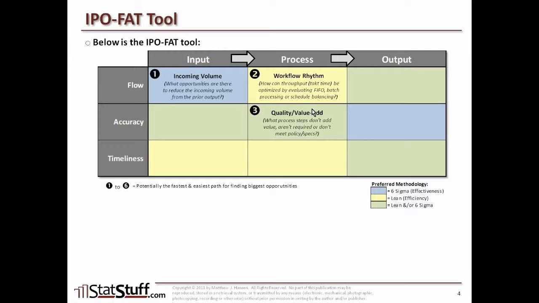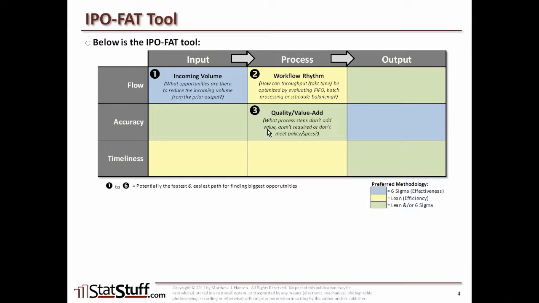Next, from the accuracy perspective, the thing we might look at is the quality or the value add. It's basically asking what are the process steps that we own that aren't really adding any value, or maybe they're not required or they don't meet any specific policy or specifications.